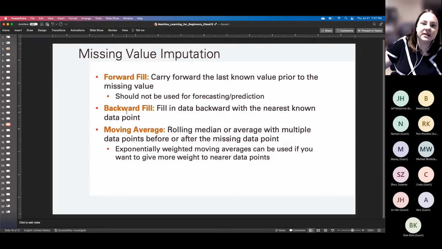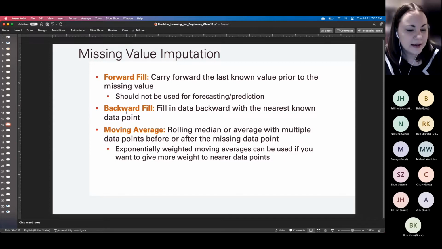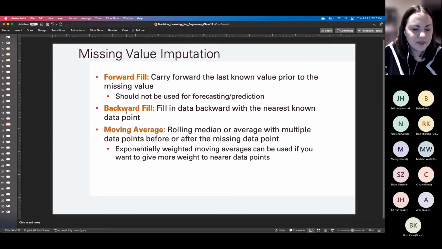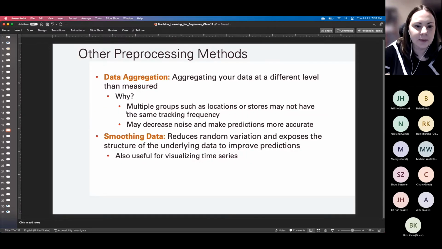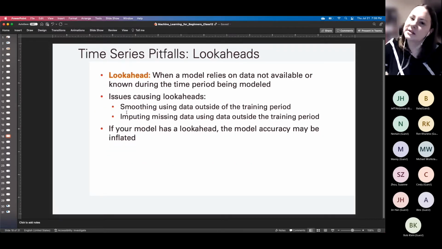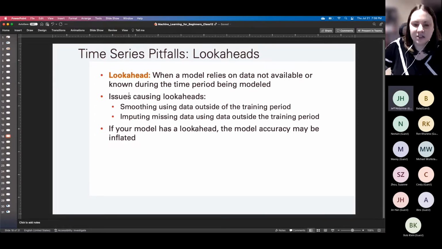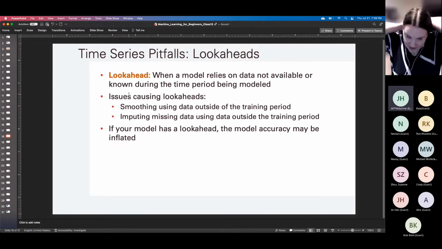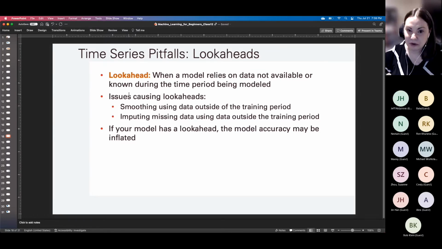Right. It's basically pulling from the past, and it's telling you future stuff that the model shouldn't know. They called it something a little bit different: lookahead, and it's similar to leakage. It's when a model relies on data not available or known during the time period being modeled. I recognize this problem very well. It's a pitfall to be aware of, which is why I'm mentioning it.